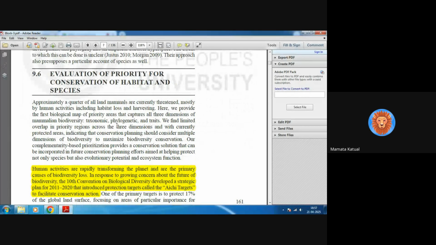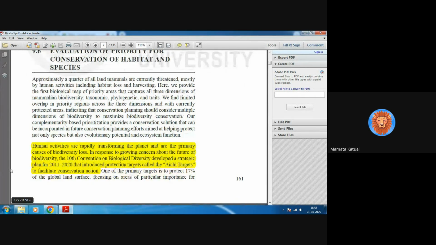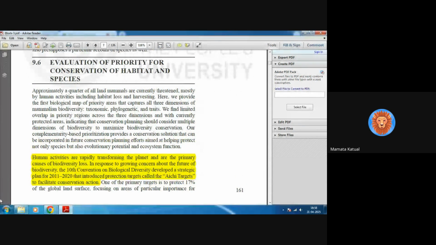So evaluation of priority for conservation of habitat and species. So first we have to evaluate what is the priority for conservation. There are different methods of conservation. We have to study the priority, which habitat or which ecosystem we have to conserve for conservation of habitat and species, and we also have to identify the species and what are the habitats.